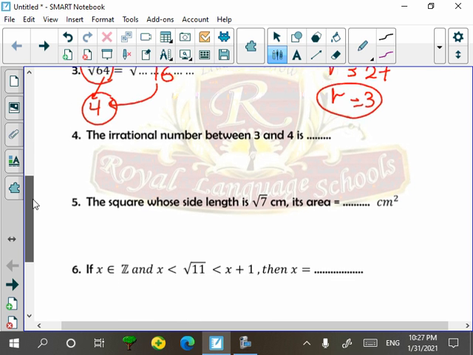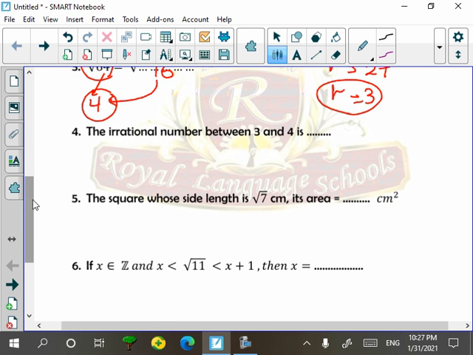Number 4, the irrational number between 3 and 4. The power 2 of 3 equals 9. Okay, then the square root of 9 equals 3, and the power 2 of 4 equals 16. Then the square root of 16 equals 4. Then any square root between 9 and 16 will be an irrational number.